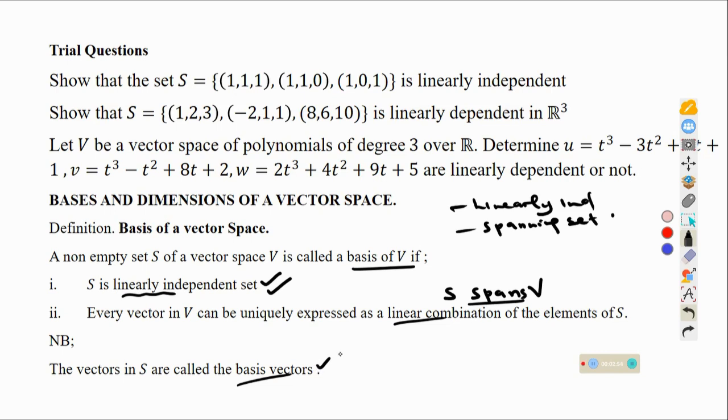We can look at examples to understand better what we call a basis of a vector space. In other words, in order to prove that a given non-empty set is a basis of a vector space, we shall need to prove these two things that we have already looked at. So let us look at examples.